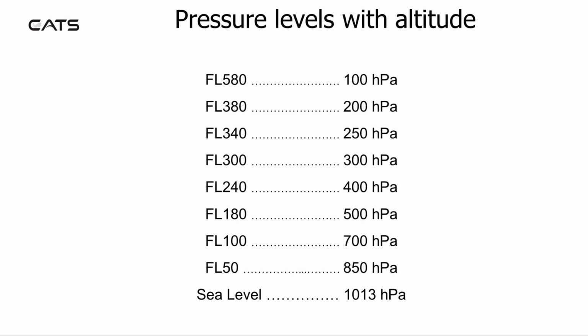The other values are more difficult to remember, but should be learnt. Flight level 100 is 700 hectopascals, for example, and flight level 340, where most significant weather charts are depicted, is 250 hectopascals.